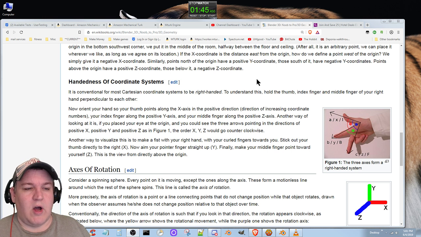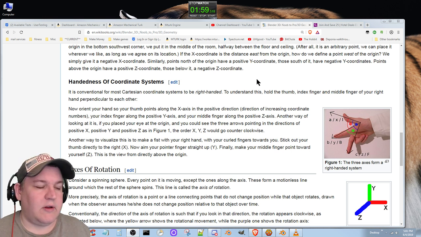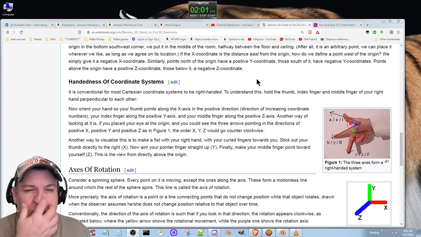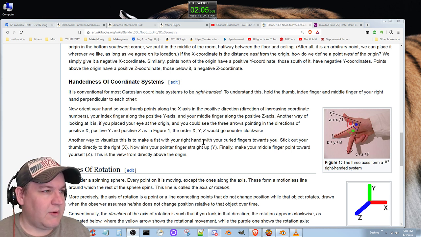X and Y are your width and depth, or you could say length and depth, I guess. Anyways, width and depth, and your height is actually your Z coordinate, apparently. I don't know how that works out, but anyways, this is where we're at. It's conventional for most Cartesian coordinate systems to be right-handed.